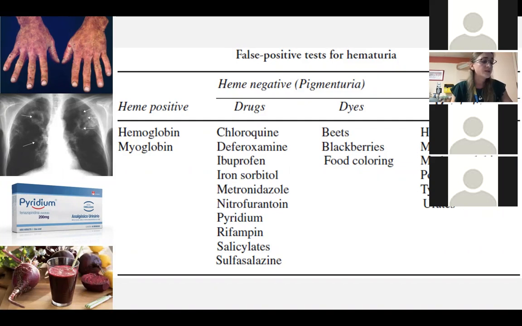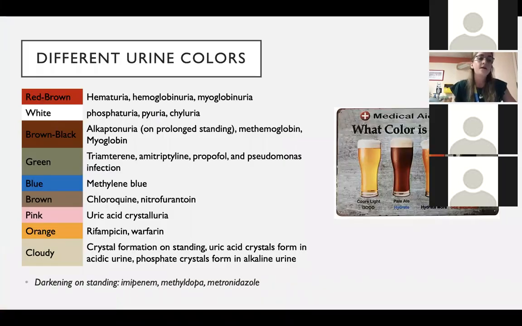One thing that we also have to consider is factitious hematuria in the context of Munchausen syndrome or Munchausen by proxy, especially in the case of children. I found this interesting: there are a lot of different colors of urine that you might encounter. I basically put this here because I found it interesting.